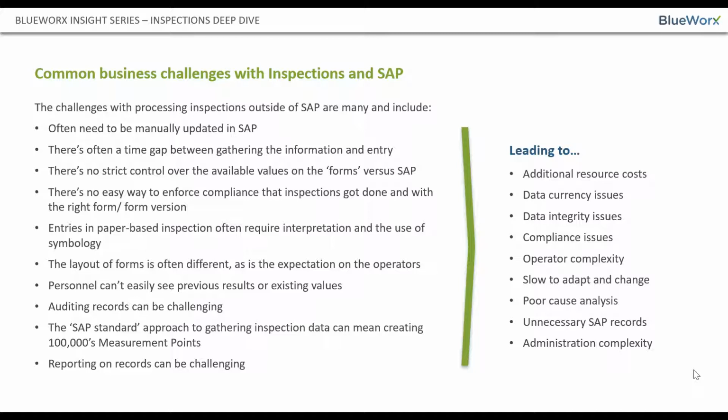There's no easy way to enforce that an inspection got done. You can raise a work order and you can tell somebody to do something, but you can't actually track what they did. And so that leads to increasingly complicated either multi-line operations in an order or lots of text, or the reliance on paper forms. But there's a bit of a disconnect between whether the paper inspection or the external inspection actually got done or not. So entries in paper-based inspections can require interpretation.